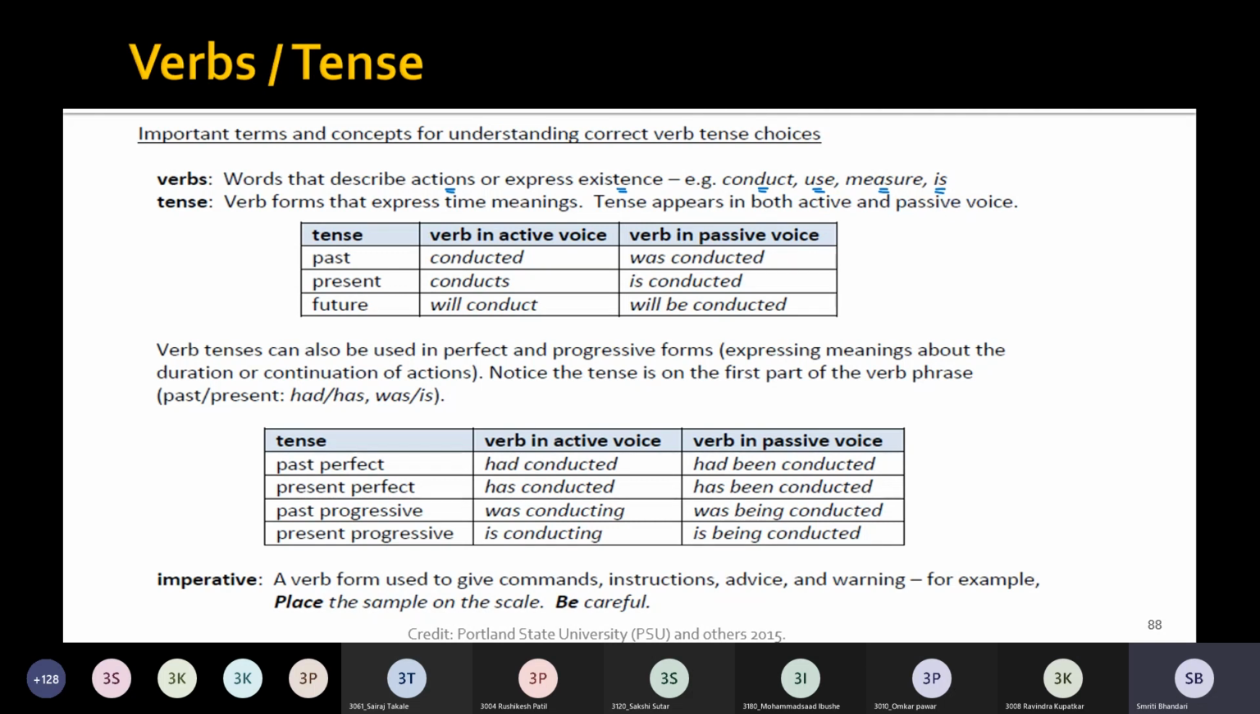For example, conduct, use, measure, these are verbs. We know that. Now what is tense? Verb forms that express time meanings. I'll repeat: verb forms that express time meanings are the tenses. Tense appears in both active as well as passive voice. So we have a few examples here.